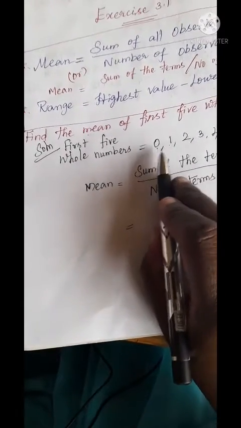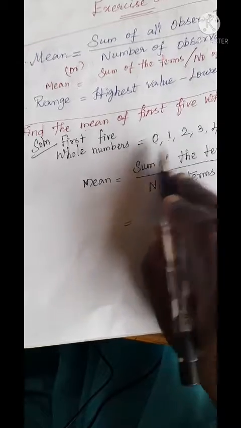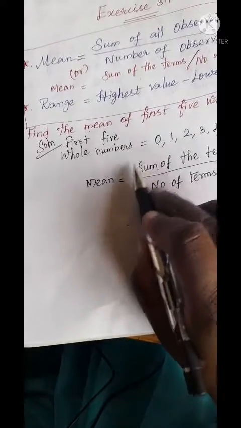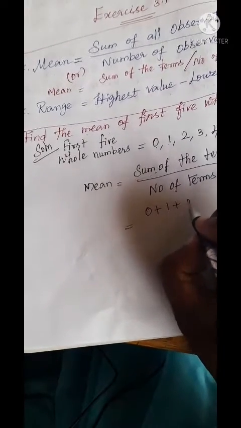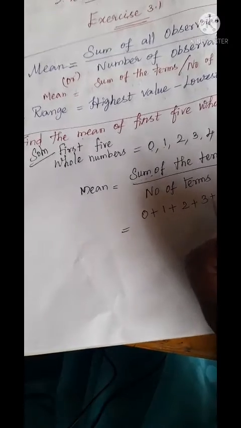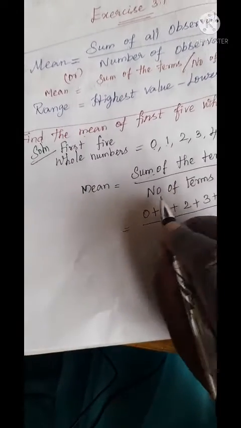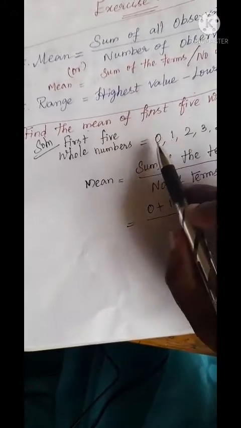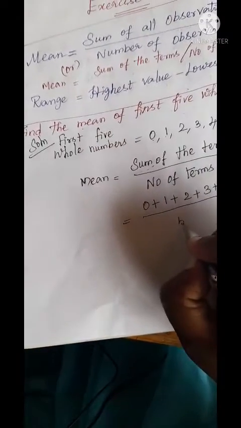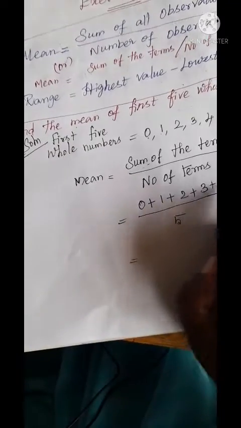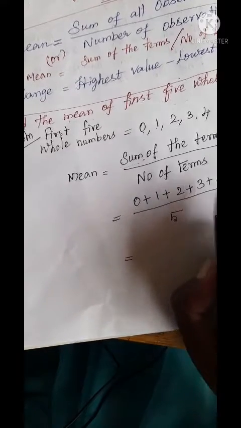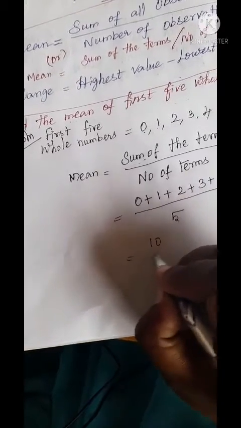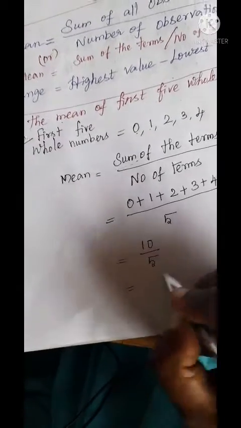Sum of the terms means whatever terms are coming, those many terms you need to add. Sum, S-U-M, is called addition. So 0 plus 1 plus 2 plus 3 plus 4, divided by how many terms there are. First 5: 1, 2, 3, 4, 5. So divided by 5. Now add those numbers: 2 plus 1, 3. 3 plus 3, 6. 6 plus 4, 10. 10 divided by 5. When you simplify this, you will get the answer.